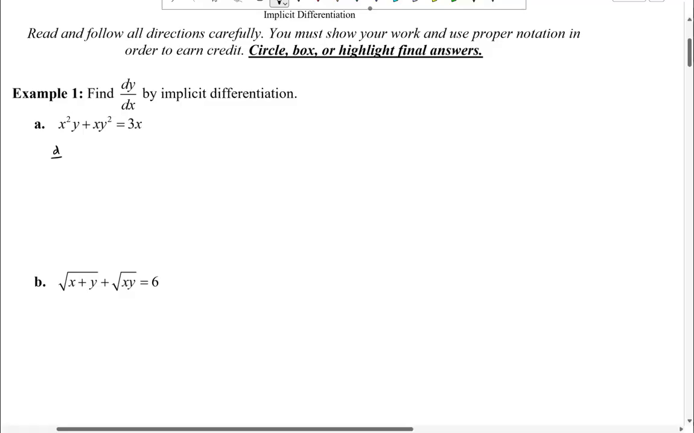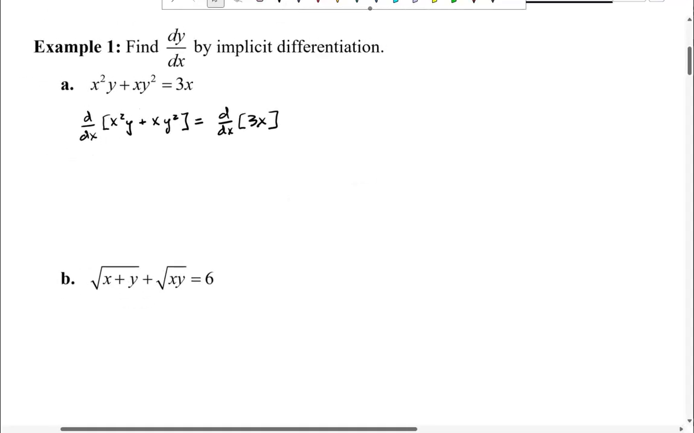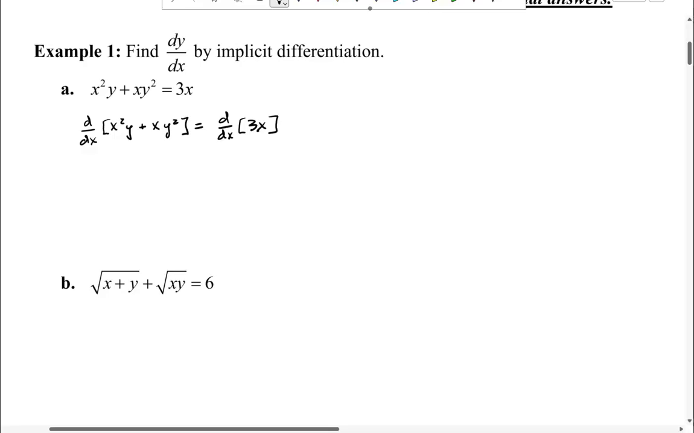So we're going to take the derivative with respect to x of x squared y plus x y squared. And then we're also going to take the derivative with respect to x of 3x. Now, again, if we're going to treat y as a function of x, that means that what we have right here is a product of two functions. And here we also have a product of two functions. So we're going to have to use the product rule. So we're going to get the first function right there times the derivative of the second function, which is going to give us dy/dx, plus the second function times the derivative of x squared with respect to x, which is 2x. So that right there gives us this derivative right here.